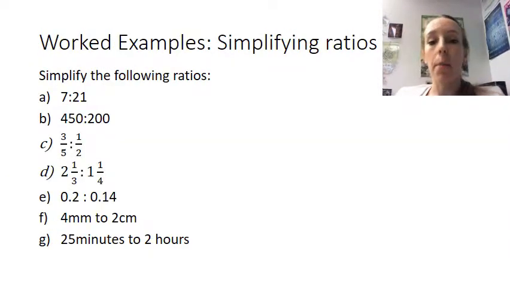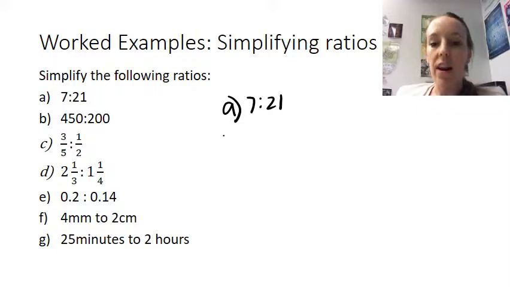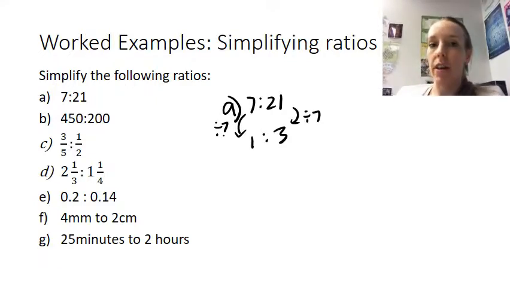Okay, so we've just got some worked examples here. So for our first one, A, we've got 7 is to 21. So we're going to simplify that. So we're going to find our highest common factor. So if you're not sure, you can write out all the factors. Obviously, hopefully that's pretty obvious. The highest common factor is going to be 7. So you're going to divide both sides by 7, and you're going to get 1 is to 3 as your ratio there.